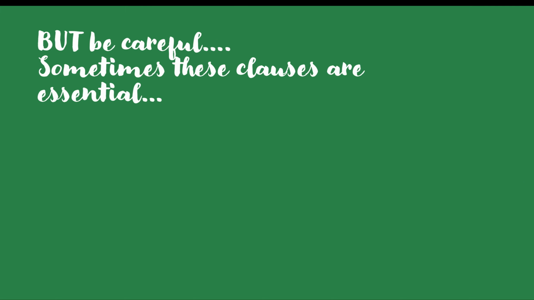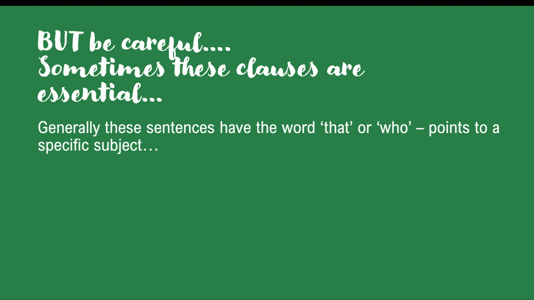But here are some things that you need to be careful of. Sometimes these clauses are essential to the meaning of the sentence. For example, these sentences generally have the word that or who. So what it does is that these are essential to the sentence because it's pointing to a particular person or thing. So you need to have it within the sentence, so you don't want to use commas.